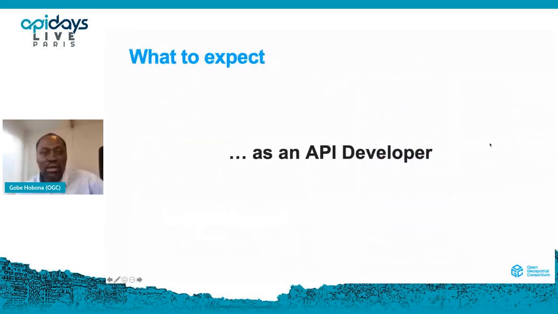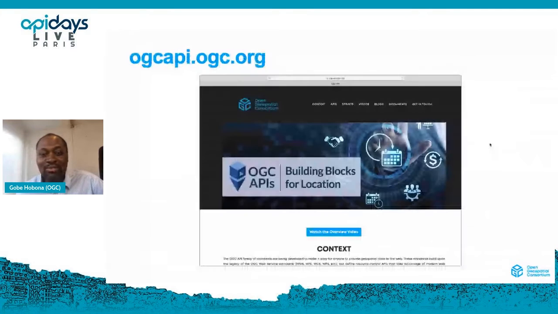Right, now what can you expect as an API developer? Well, as an API developer, you can expect a variety of resources on the ogcapi.ogc.org website. We've put together quite a number of resources on that website to help developers implement OGC API standards. So you'll find links to the various GitHub repositories, as well as overviews of the various OGC API standards. You'll also find links to previous and future OGC API code sprints and hackathons. You'll find videos of demonstrations from previous initiatives, as well as several other documents to help you get started with OGC API standards.